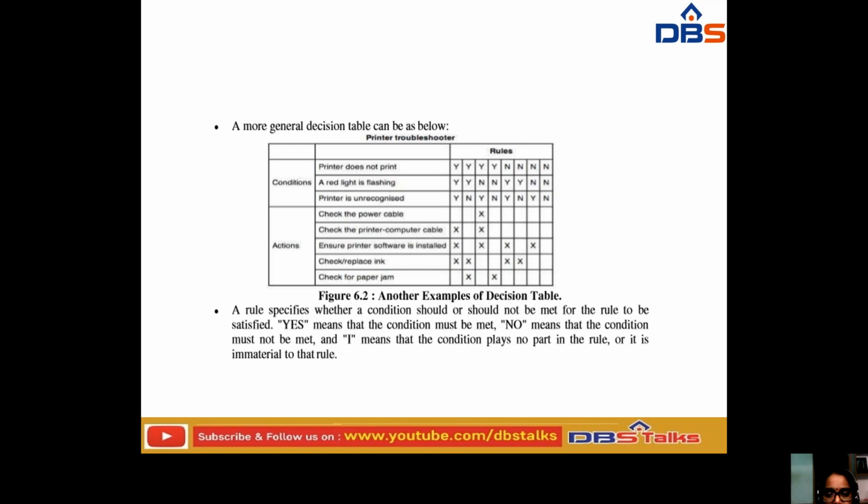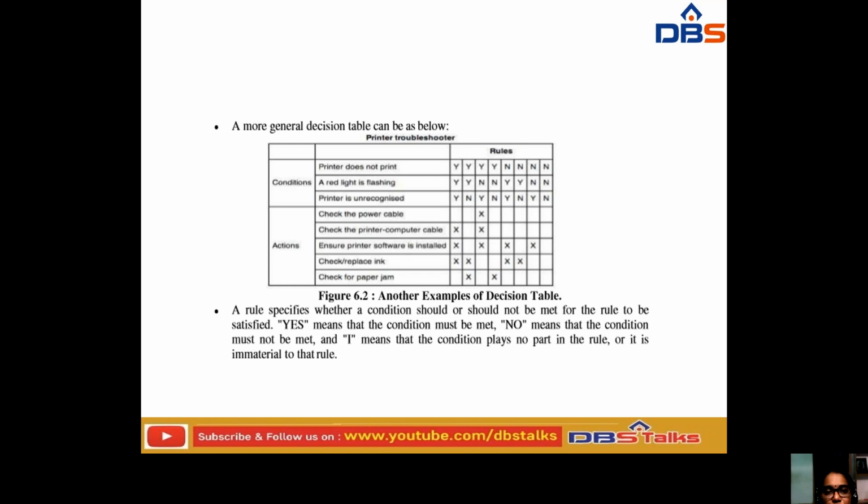So this is a more general decision table. If we take this as an example, this is a more general decision table that can be shown below. These are the conditions that we are going to take, and these are the actions that we are going to perform. This is another example of a decision table.